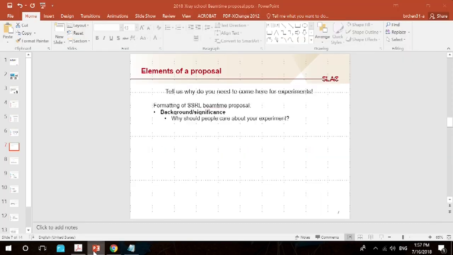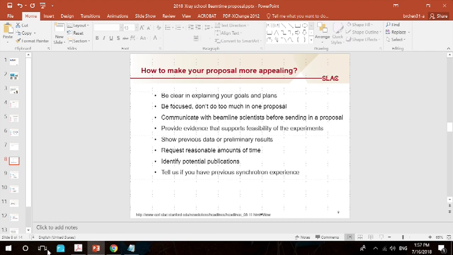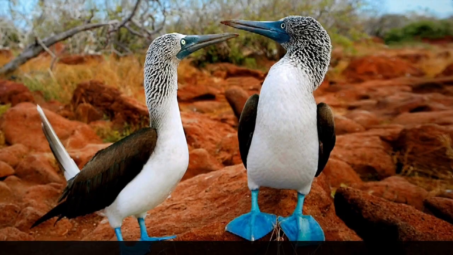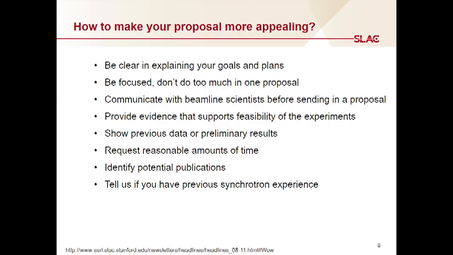So this is the elements of a proposal. And then the next step I'm going to talk about is how to make your proposal more appealing. First of all, you want to be clear in explaining your goals and plans and be focused, and don't talk too much about in one proposal.